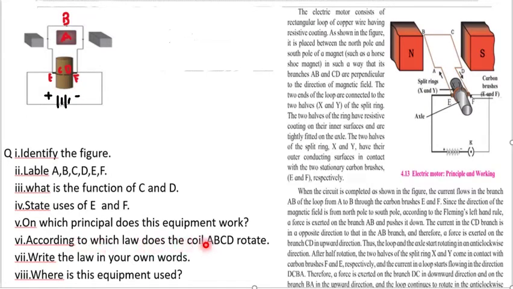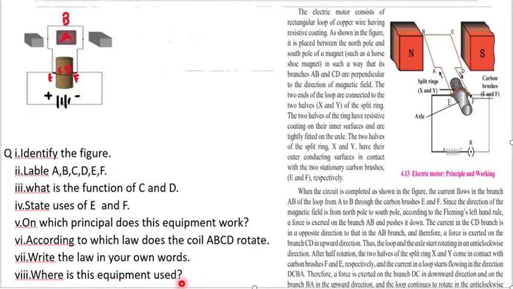Now, according to which law does the coil ABCD move? In our first question, we discussed the Fleming's left hand rule in detail, and we say that Fleming's left hand rule always shows the direction of the force on the conductor. So here we can write that according to Fleming's left hand rule, the coil ABCD rotates. Write the law in your own words. We have already discussed it in the previous question.